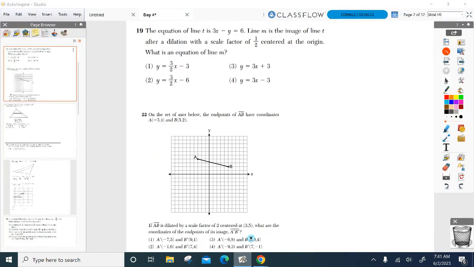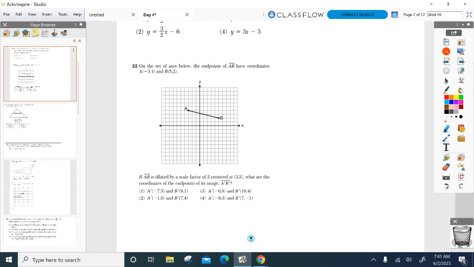Okay, we're going over 22 on the homework here. If you didn't do it, let's get it open and get it done now with me. All right, it shouldn't be left blank after I get done with this. So we have AB, and it's going to be dilated by a scale factor of 2. We'll stop right there. Scale factor of 2.